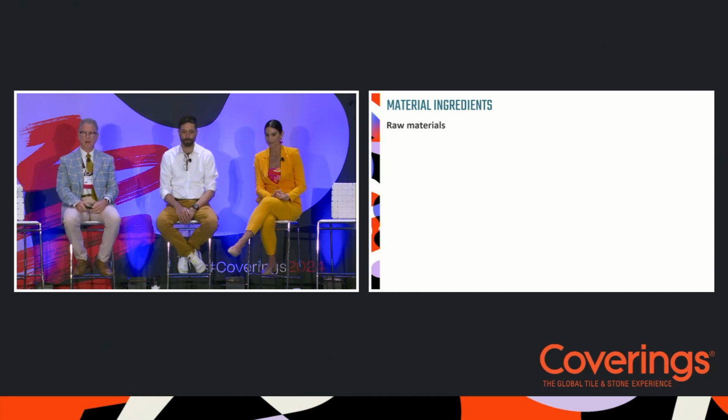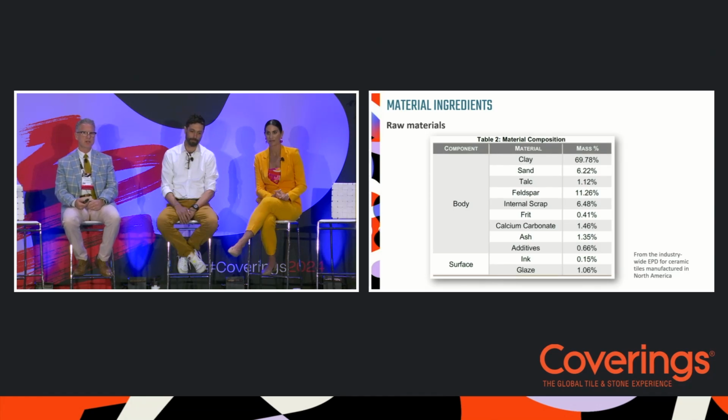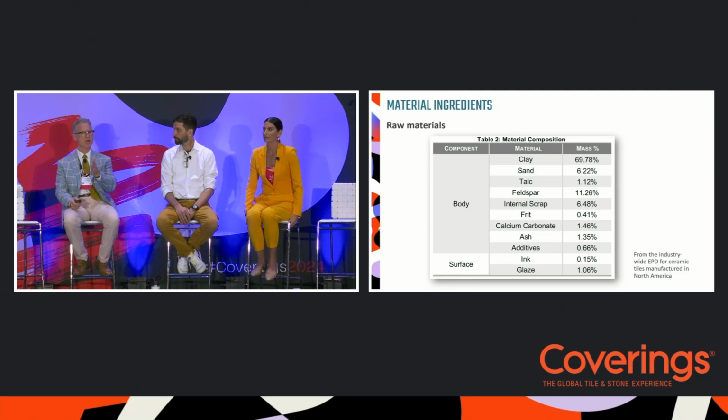Thanks, Ryan. So we have to understand what's in this material that we're selling or installing or designing with. This chart is taken from the Material Ingredient Guide that was recently published by the Tile Council of North America, and it's an industry average. These are the components that go into the tile and the approximate percentages. Every manufacturer is going to be a little bit different, but these are the approximate percentages.